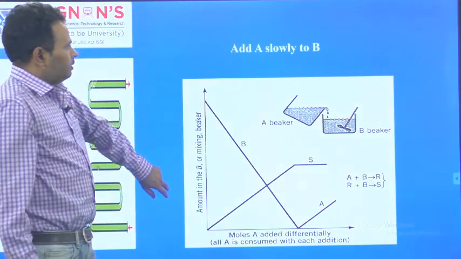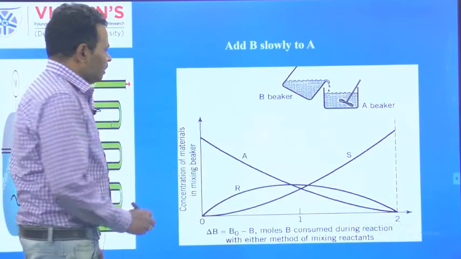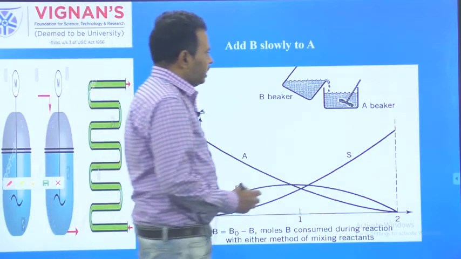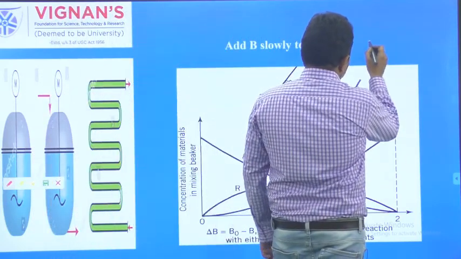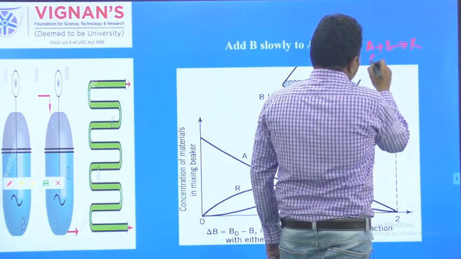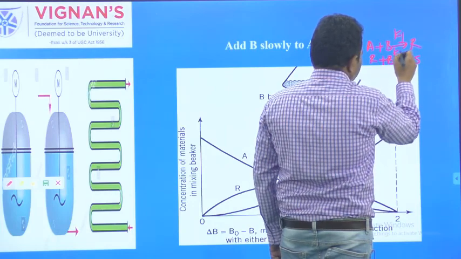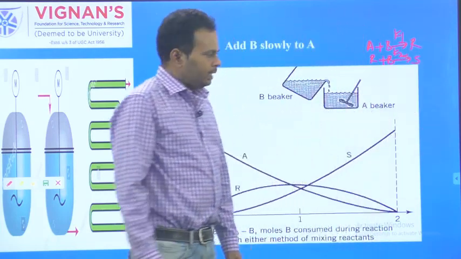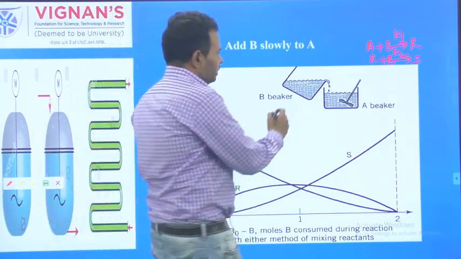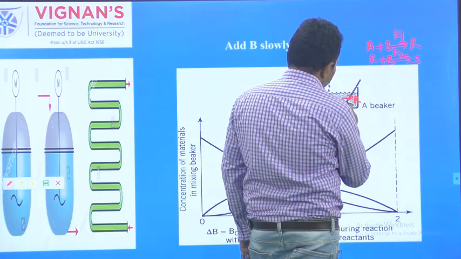Similar to the second one, add B slowly to the A. So again here, take the bulk A into the beaker, and add B slowly. Before adding this one, write the reactions: A plus B to R, R plus B to S, first one K1, second one K2. So here, for the first bit of B, A reacts with B and produces a small amount of R. R will not react with A.